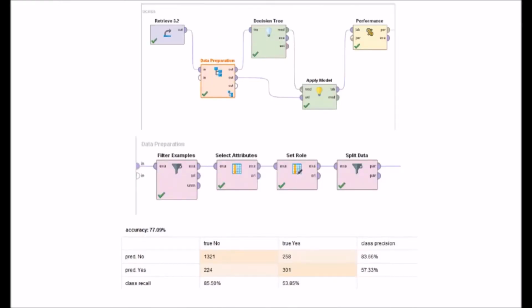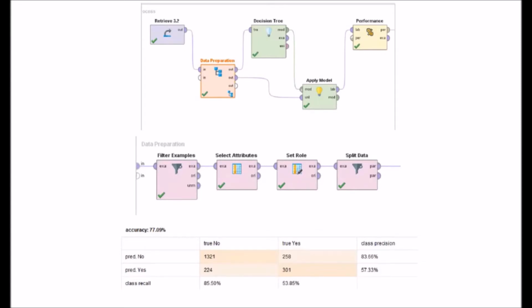For testing the model, the apply model and performance operators were added to test the model. The filter examples, select attributes, set row, and split data operators used for data preparation were placed into a sub-process named data preparation. The model was tested on its accuracy of prediction.